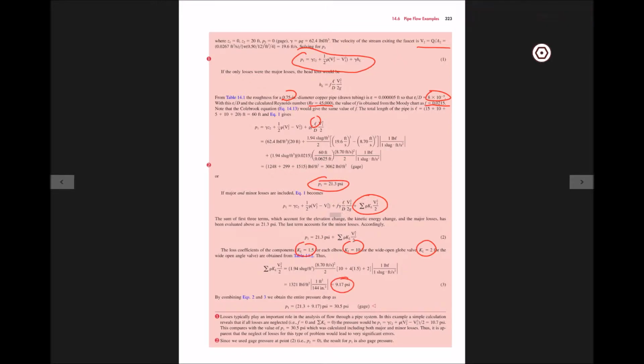So that gives us an extra 9.17 psi. So the total pressure drop will be the 21.3 psi plus the 9.17 psi, and that is 30.5 psi. Notice in this particular case that the major losses and the minor losses are contributing on the same order of magnitude. Yes, the minor losses are a little bit less than the others, but not that much less.